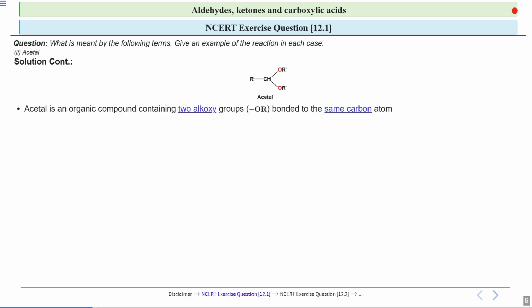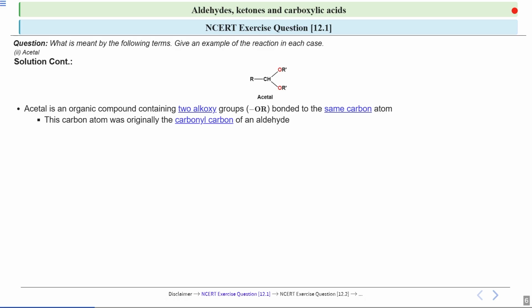So if you see here, an acetal is an organic compound where two alkoxy groups, which are these OR groups, are attached to the same carbon. So two alkoxy groups are attached to the same carbon. This is the structural feature that defines acetals.